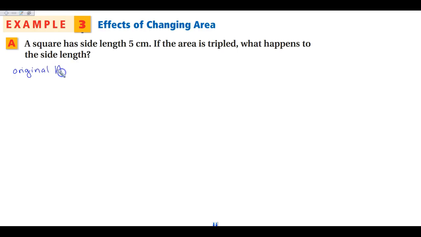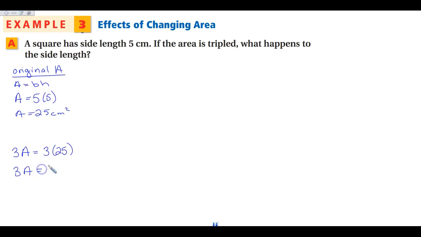All right. So the original area, remember, is base times height. So our area is going to be 5 times 5, which is 25. Okay, so our original area is 25 square centimeters. So now I'm going to triple my area. So 3 times my area is going to be 3 times 25, and that's going to give me a new area of 75 centimeters squared. Okay, so this is my new area.